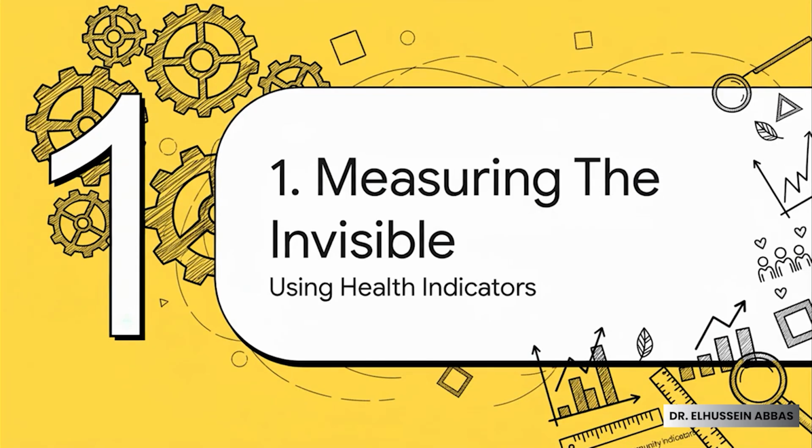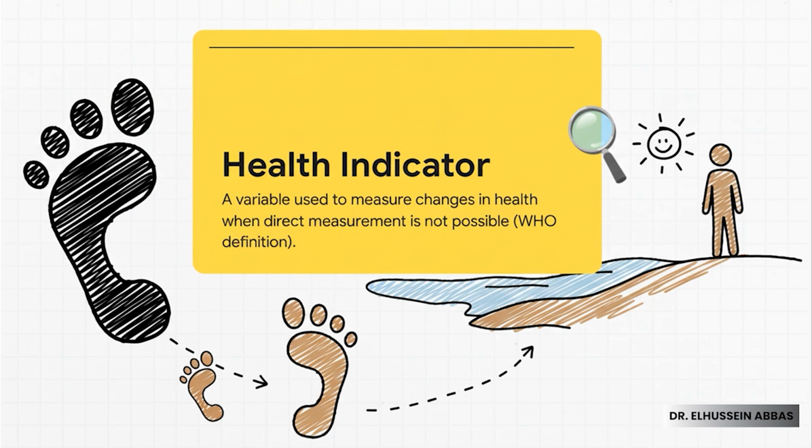Well, they do it by using some really clever tools that act like clues that help us see what's really going on and start measuring the invisible. And the hero of our story today is what's called a health indicator. The World Health Organization puts it pretty simply. It's a variable that helps us track changes when we can't measure something directly.